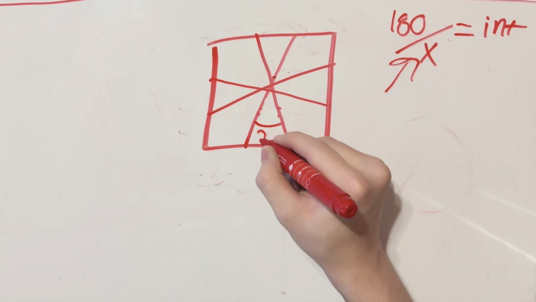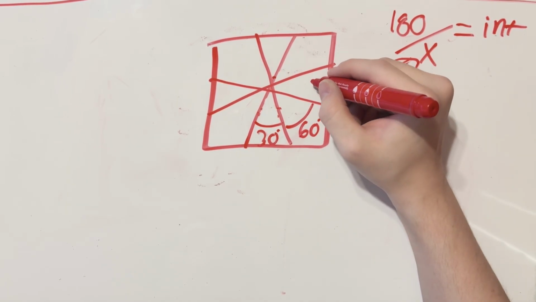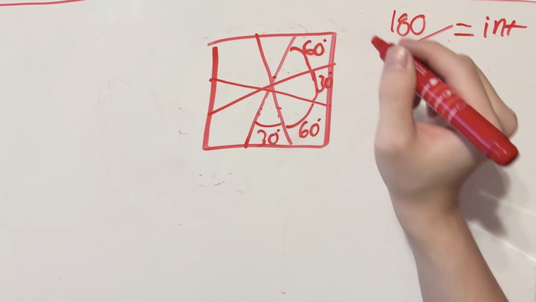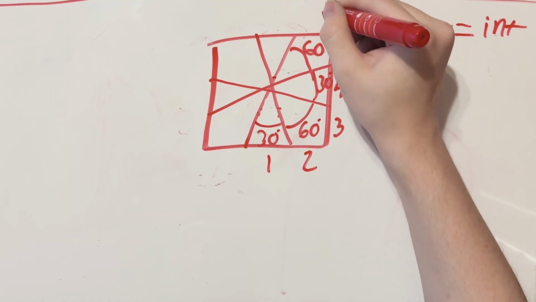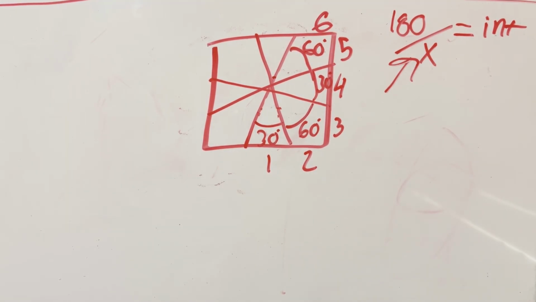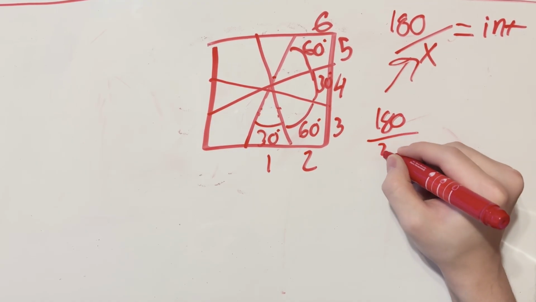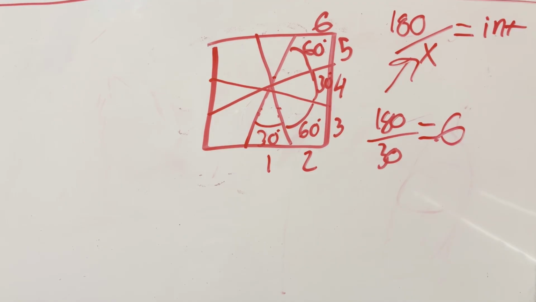So this is 30 degrees, this is 60 degrees, this is 30 degrees, and this is 60 degrees. That's 1, 2, 3, 4, 5, 6. And we know that 180 divided by 30 is indeed 6. So for the square one, this checks out.